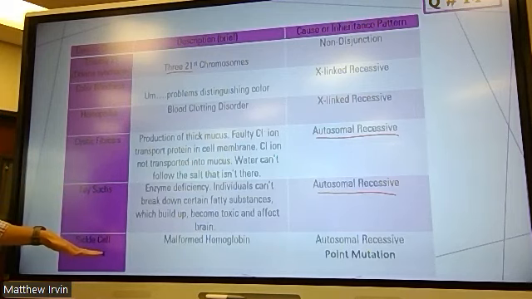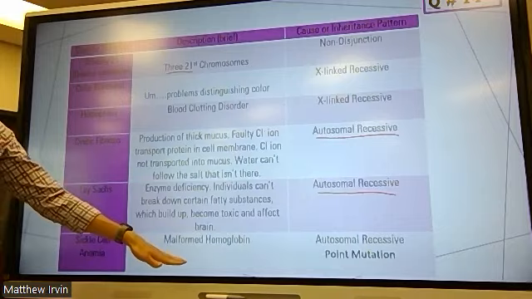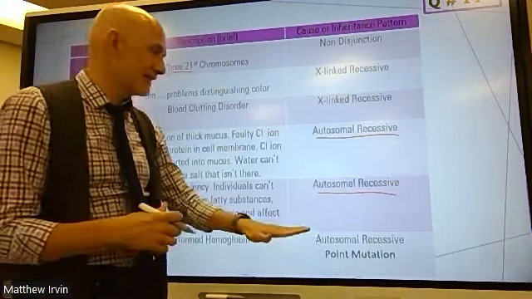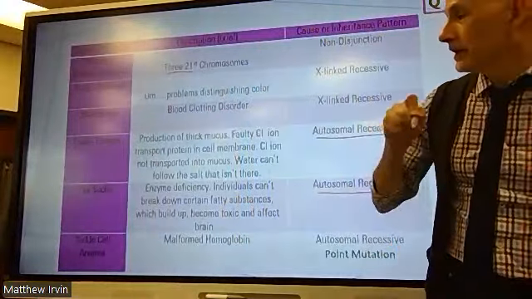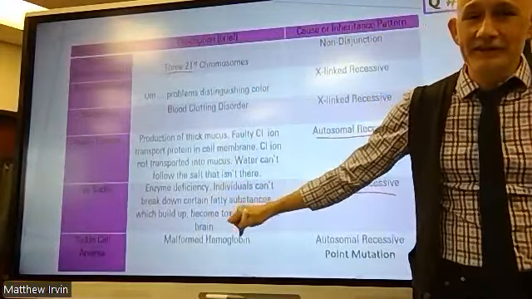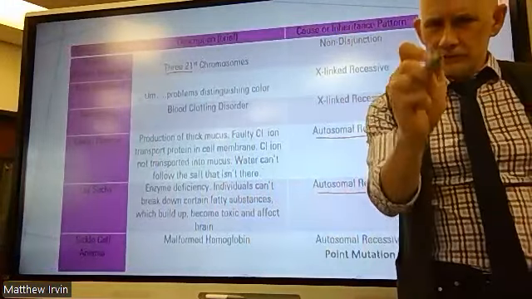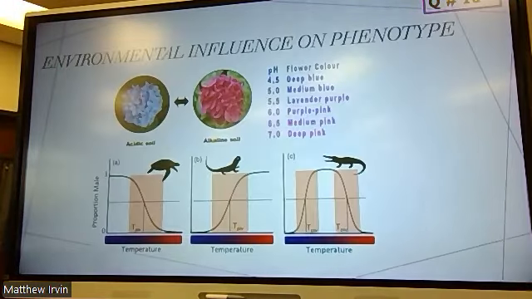And then you have sickle cell anemia, malformed hemoglobin, autosomal recessive, that is a point mutation. If you do not know anything about sickle cell anemia at this point in the year, go learn it.